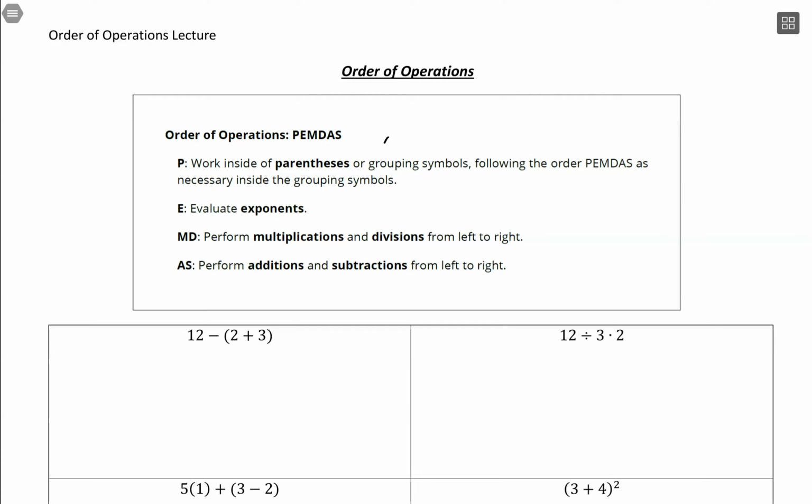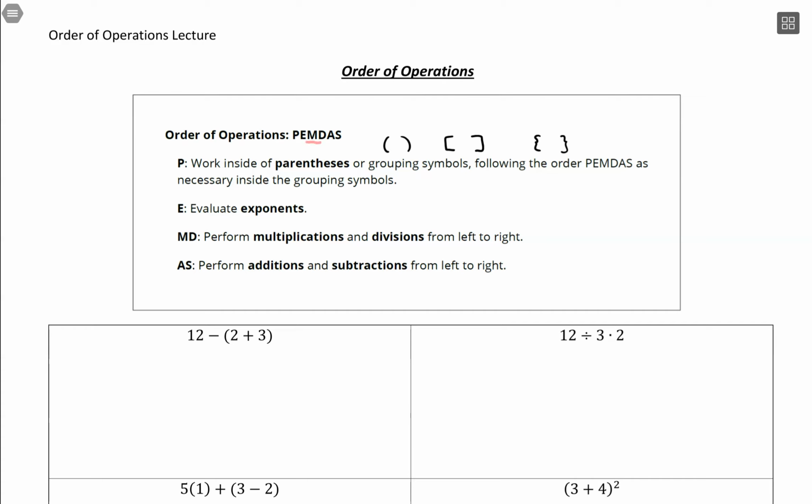You may see this as just standard parentheses. Sometimes we use square parentheses. There are even squiggle brackets that help us group pieces together. And basically what we'll do is simplify what's inside first, and then we can start working on the outside pieces. The next piece that we work on, the E, is exponents, so simplifying any exponents down.